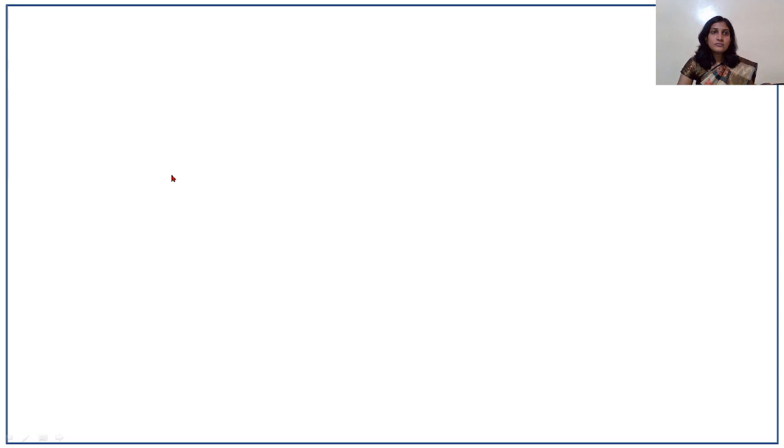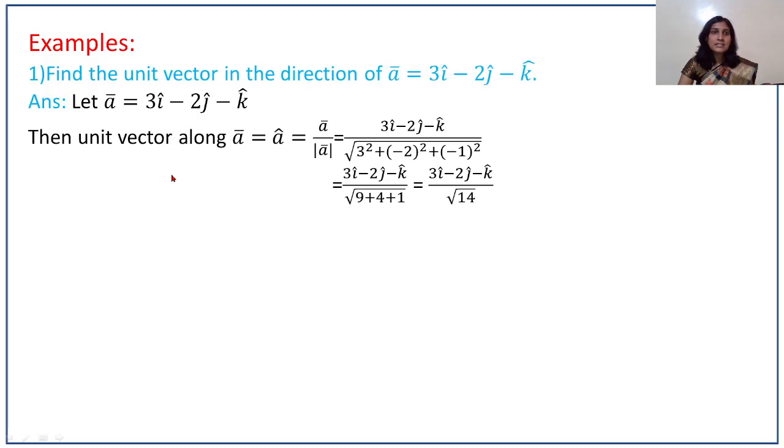Then next is examples. So what is the first example? Find the unit vector in the direction of A bar equal to 3i cap minus 2j cap minus k cap. Given vector A bar is equal to this, we write here. So what is the unit vector along A bar? That is A cap. What is its formula? The vector divided by its magnitude. That means A bar upon magnitude of A bar.